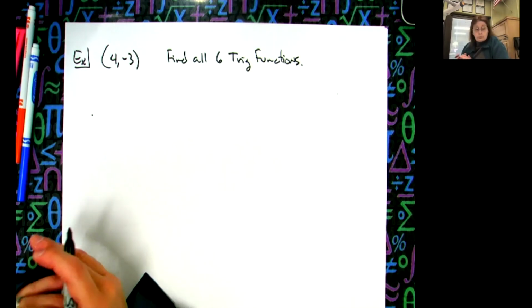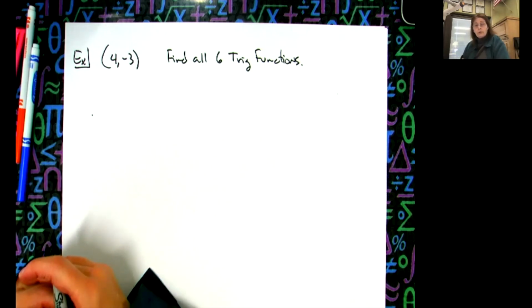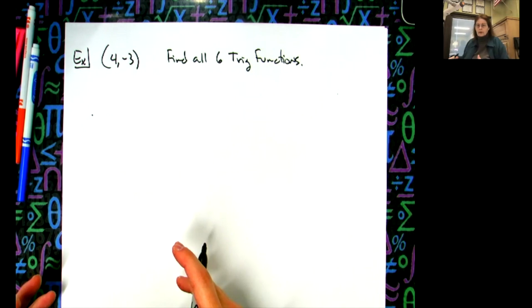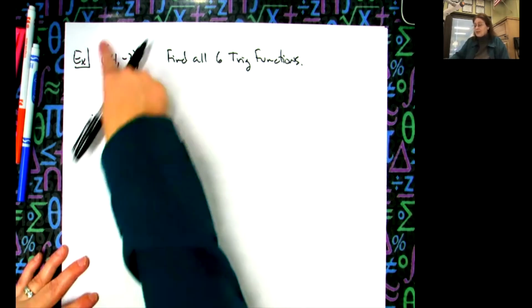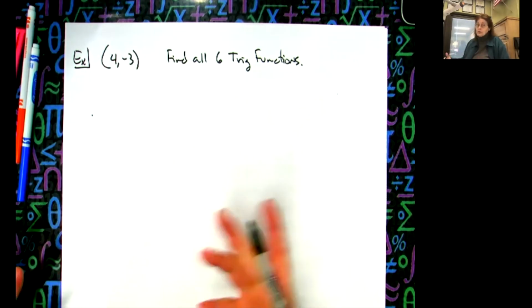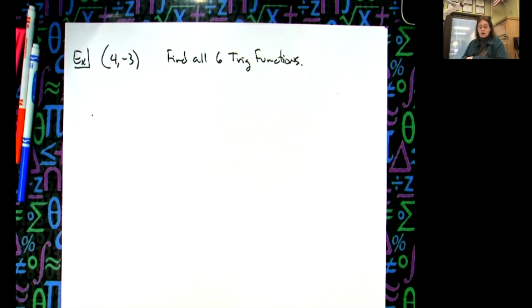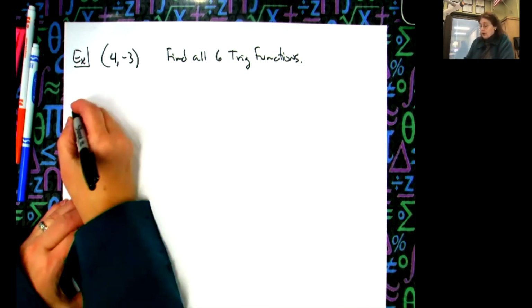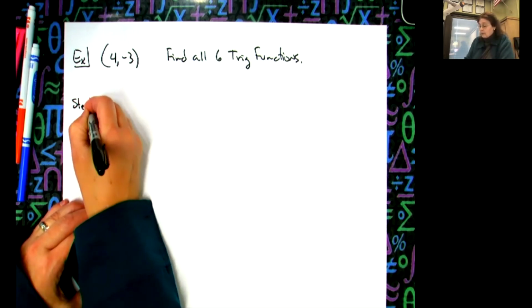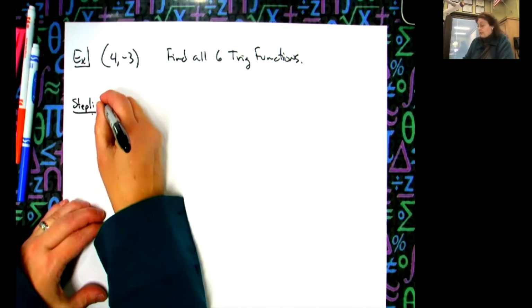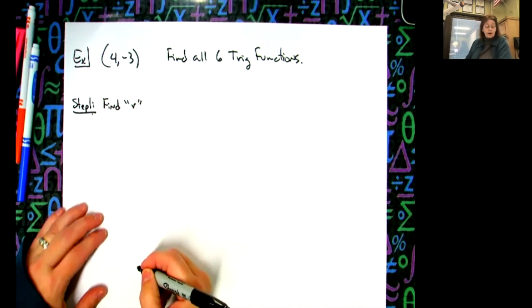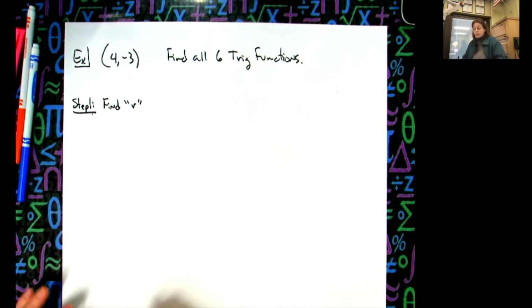If you get used to that unit circle that we've been looking at, the point 4, -3 is not on that unit circle anywhere. Hopefully you can just look at this ordered pair and know, no, it's not on a unit circle. It's going to have a radius of r. So you're going to have basically 2 steps. Step 1 is you have to find r. So find the radius.